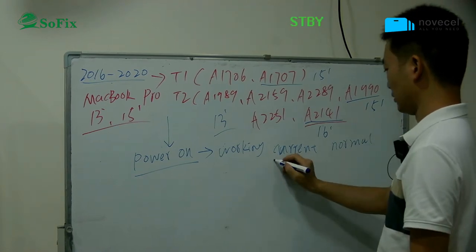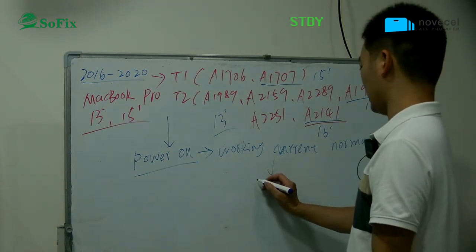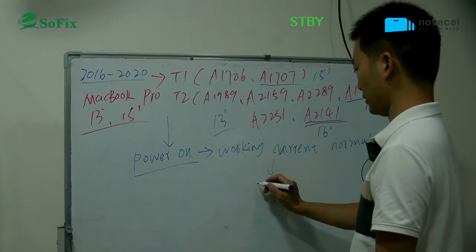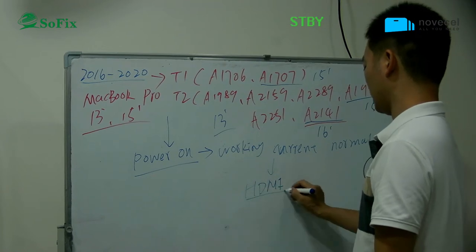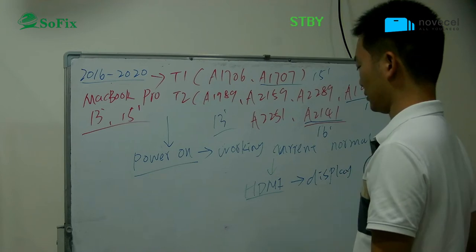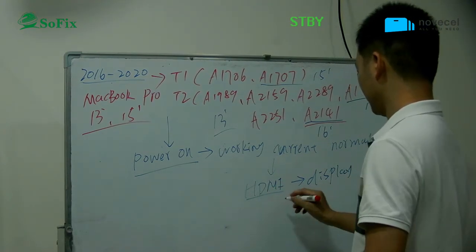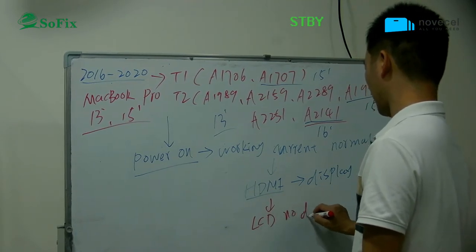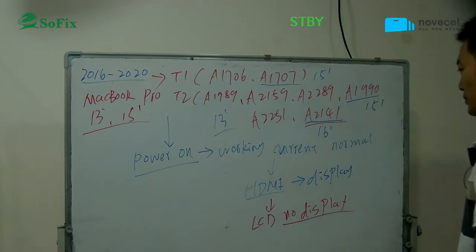But no display. You connect an external display, but there is no display. The LCD has no display. Before that, you connect the HDMI to the external display. The external display works, but the LCD has no display. So the problem, which one is it?